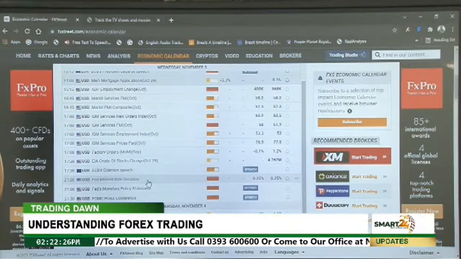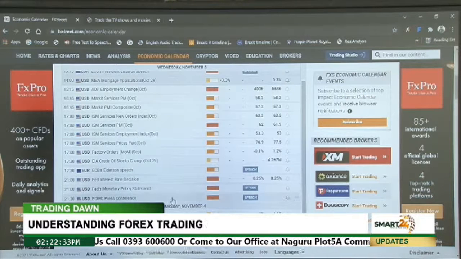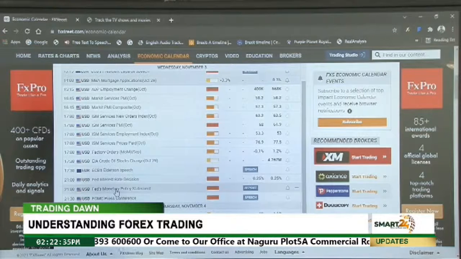Then the interest rate decision, this one is for the Federal Reserve, expected to be maintained at 0.25%. Then there will be a monetary policy statement at the same time.